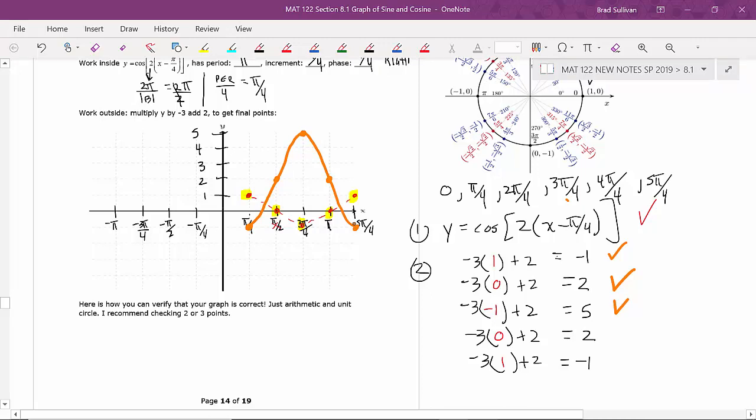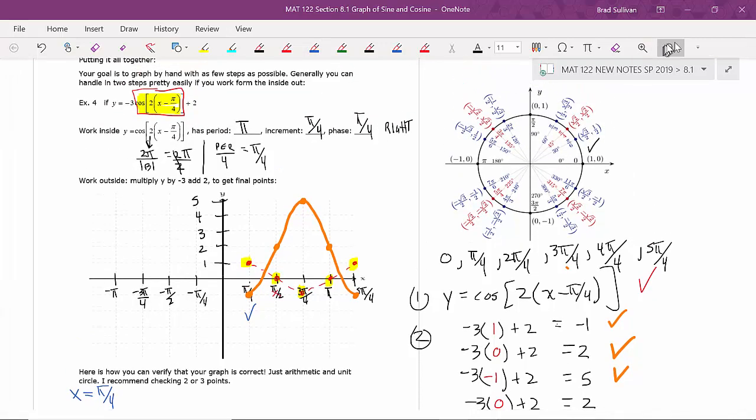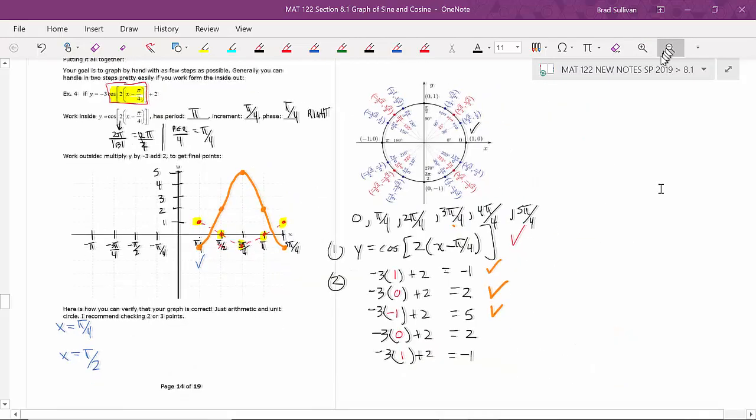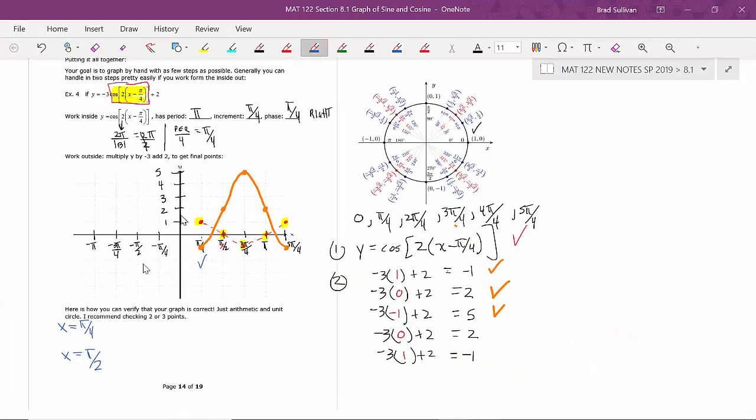There's a couple of things that are worth checking on this. I always recommend that you check a couple of points. So let's use x equals pi over 4, and then let's use x equals pi over 2. Now when you check your point, you want to plug it into the entire function, so you're checking the whole thing as you go. I'd like you to write these down, these 2 checks. You can check more if you want to.